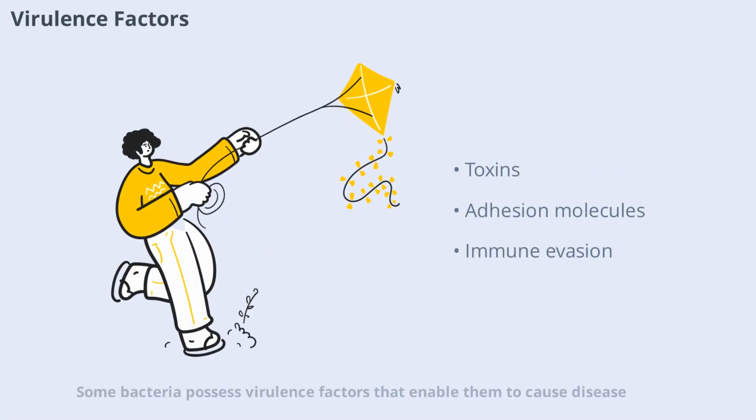Some bacteria possess virulence factors that enable them to cause disease. These include toxins, adhesion molecules, and evasion strategies. Virulence factors help bacteria invade hosts, evade immune responses, and damage tissues. Understanding these factors is essential for developing vaccines and treatments against bacterial infections.